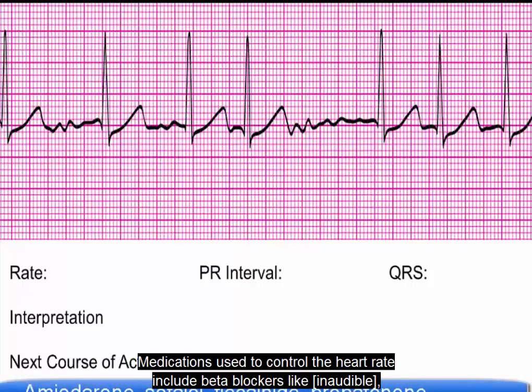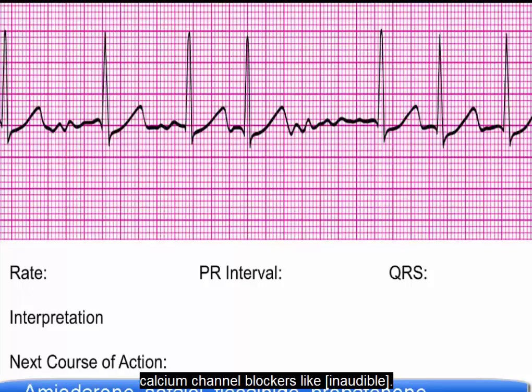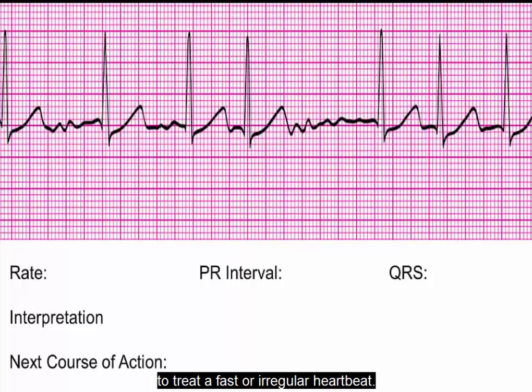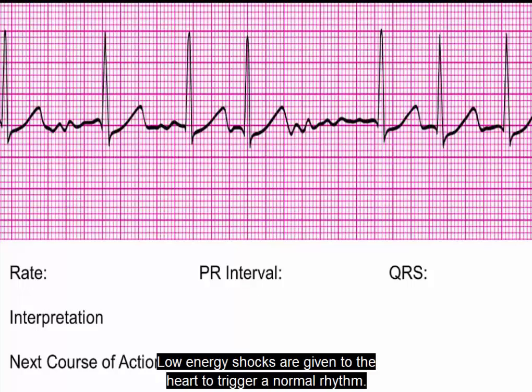Medications used to control the heart rate include beta blockers like metoprolol or atenolol, calcium channel blockers like diltiazem and verapamil, and digitalis, digoxin. A procedure could include electrical cardioversion and is used to treat a fast or irregular heartbeat. Low energy shocks are given to the heart to trigger a normal rhythm. The patient is sedated before receiving these shocks. For atrial fibrillation, the cardioversion is usually a planned procedure.